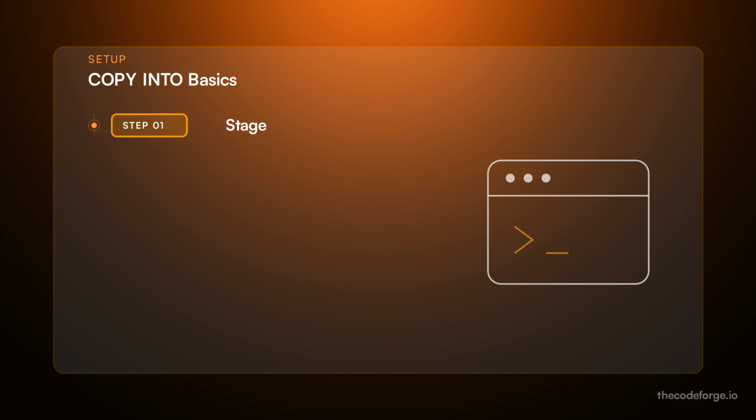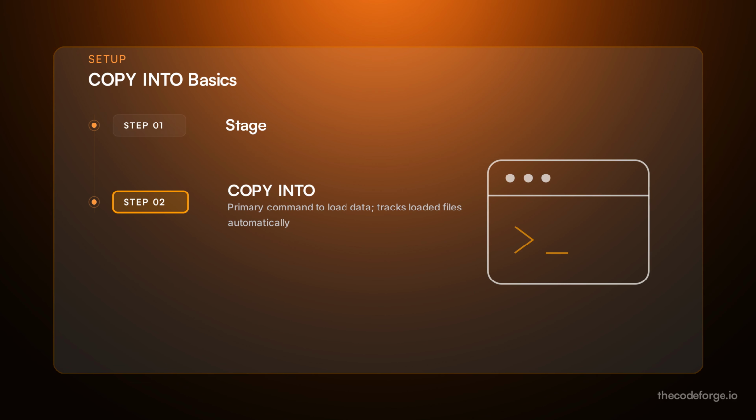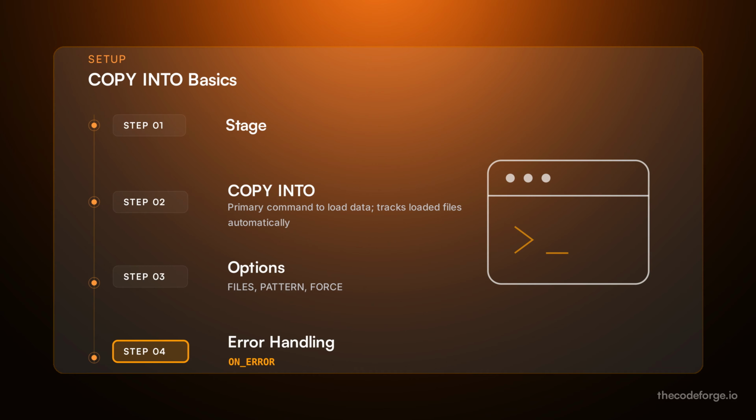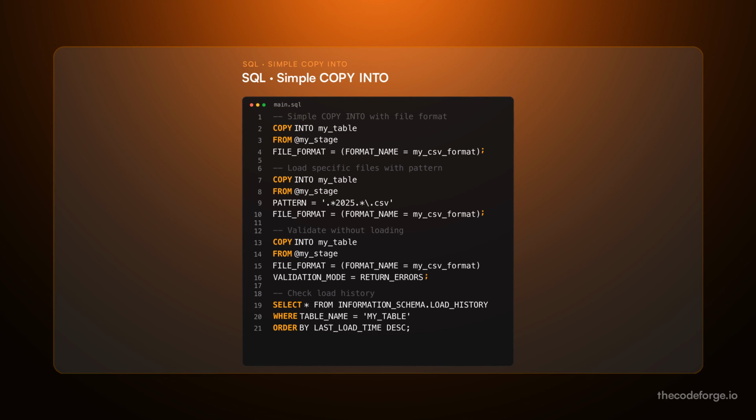With data in a stage, copy into is your data forklift. It's smart enough to remember what it already loaded, completely preventing duplicates. Options like FILES, pattern, and force target exactly what you want, and error handling dictates what happens when bad rows hit. Here's a textbook copy into.